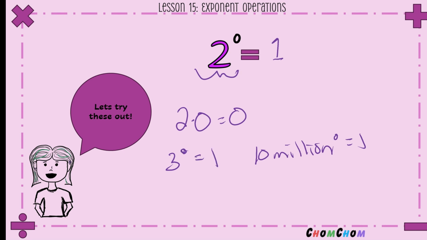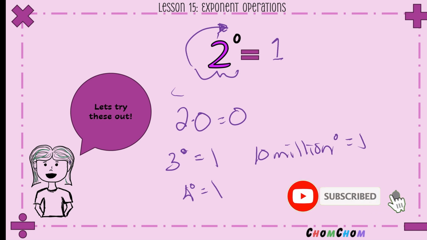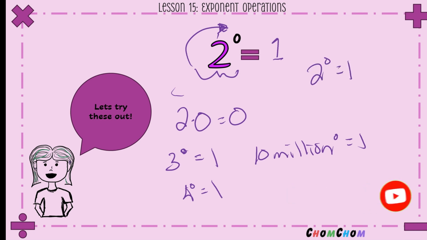4 to the 0 equals 1. Anything raised to the 0th power is 1. Makes it pretty simple. So if you have 2 to the 0, just 1. 5 to the 0, 1. Literally 1 billion, trillion, million, gazillion to the 0 is just 1.